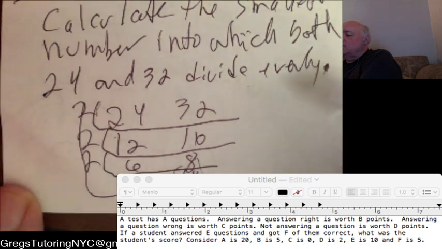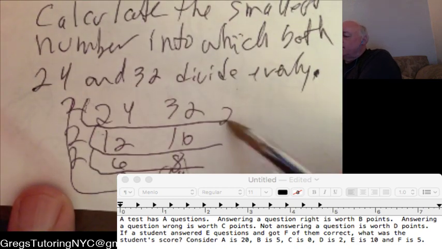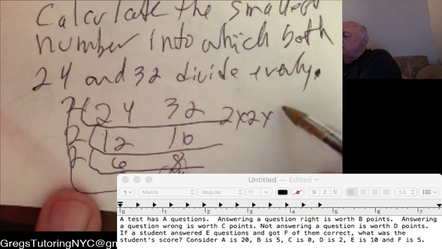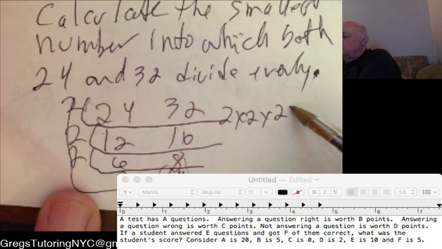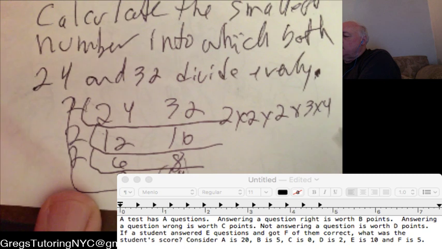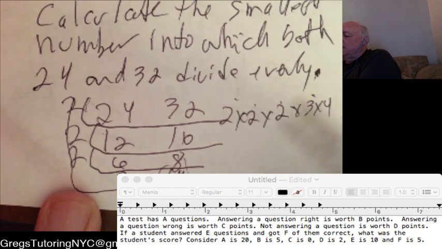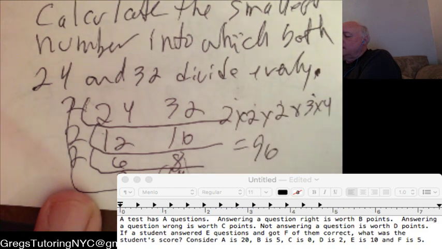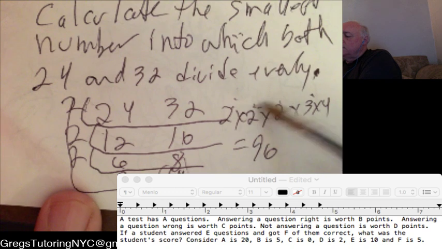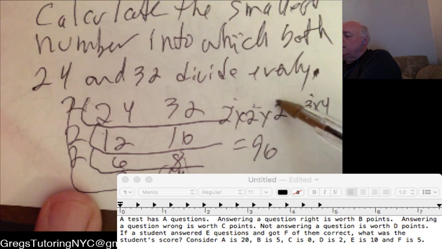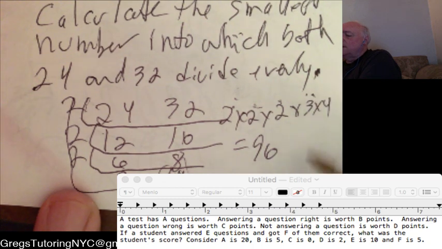So we're going to get 2 times 2 times 2 times 3 times 4. So that's 12, 24, 48, 96. Let me work backwards. 2 times 2 is 4 times 8. 8 times 3 is 24. 24 times 4. Remember, I told you you double, you get 48. You double again, you get 96. So I went both ways, and I got the 96.